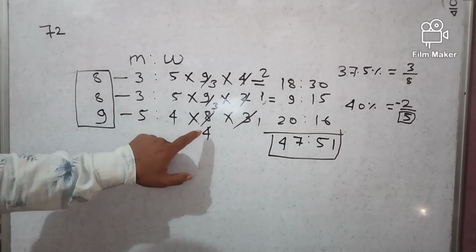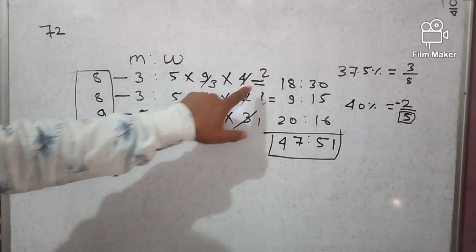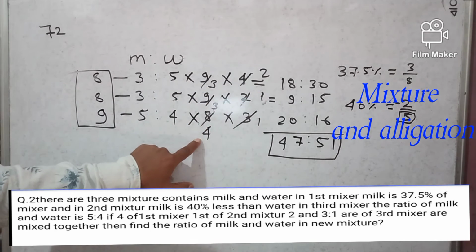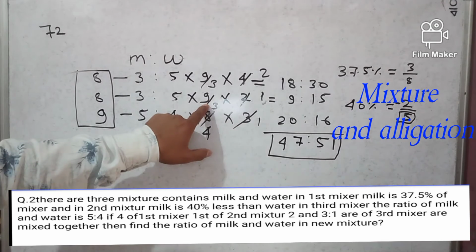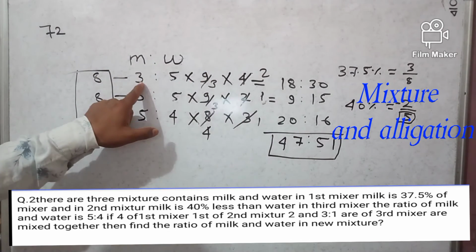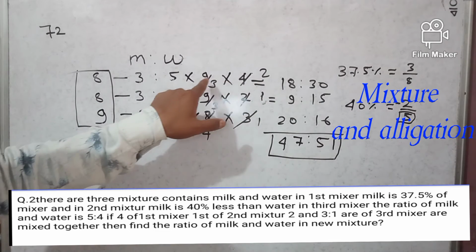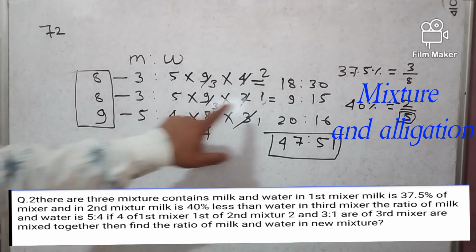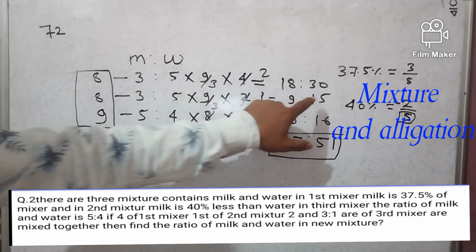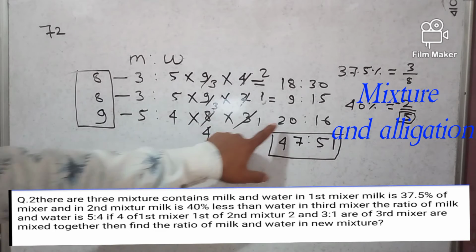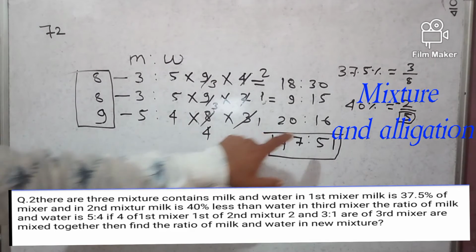Now observe here. 2 twos are 4, 2 ones are 2 and 2 fours are 8. 3 ones are 3, 3 threes are 9 and 3 threes are 9. So 3 times 2 is 6, 6 threes are 18, 6 fives are 30. 3 threes are 9 and 3 fives are 15. In the third container, 4 into 5 is 20 and 4 into 4 is 16.